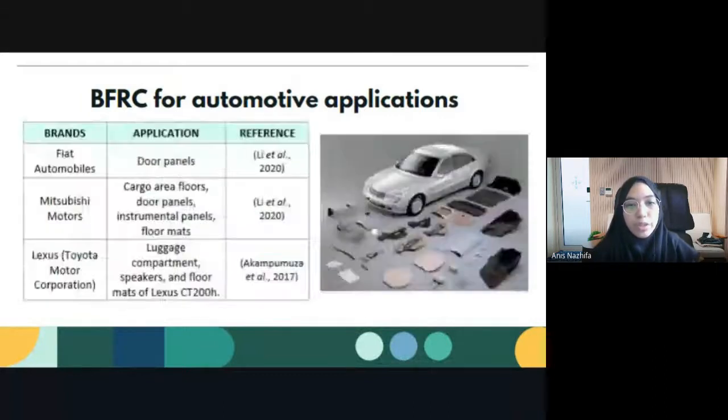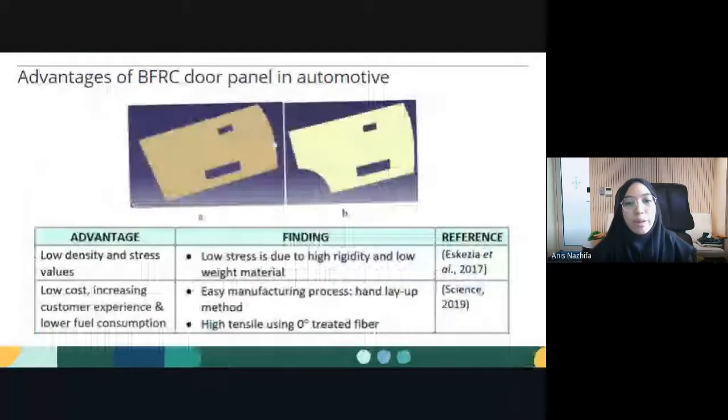Automotive components such as seats, floor mats, dashboards, and door panels have used BFRC as it offers high stiffness and strong thermal and acoustic insulation. In comparison to other panels, door panels using BFRC provide the lowest weight and stress value due to high stiffness and lightweight of the material, and door panels using BFRC offer the advantages of lower cost, increased customer experience, and lower fuel consumption.